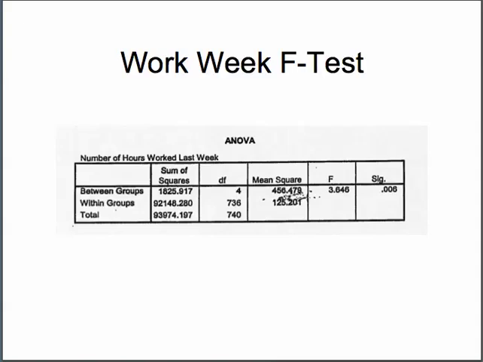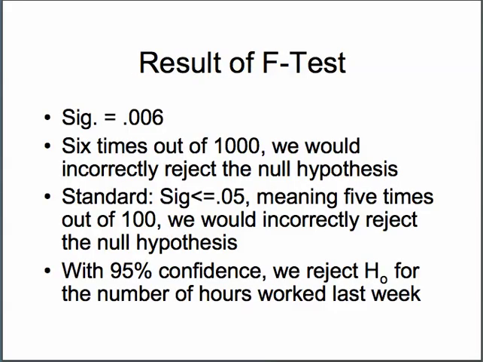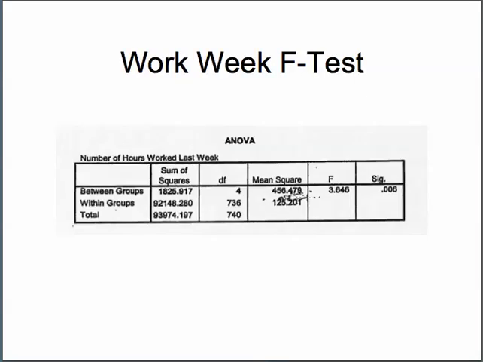It can be interpreted in this way. Given our sample size of 5 groups and 741 cases, we will incorrectly reject the null hypothesis 6/1000th of a time with a calculated f-test statistic of 3.646. We can tell the n based on the total df value plus 1.